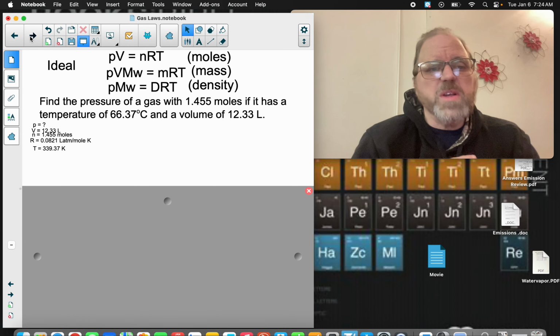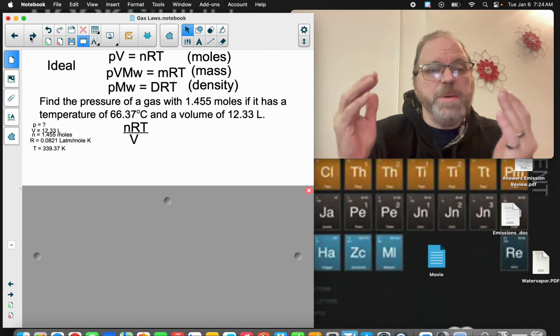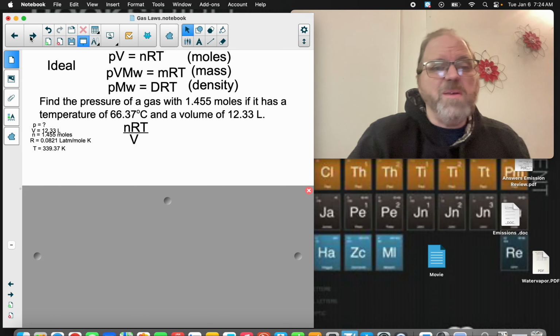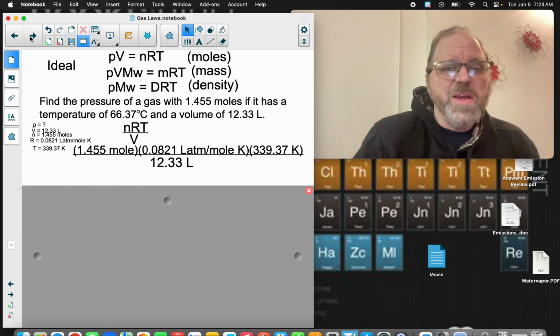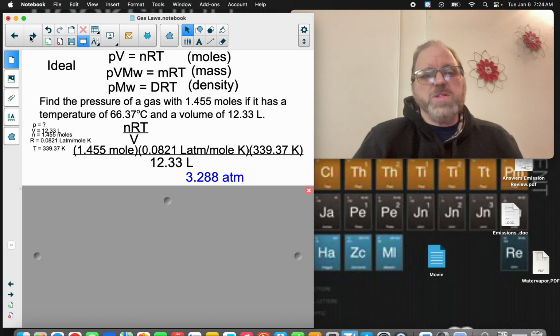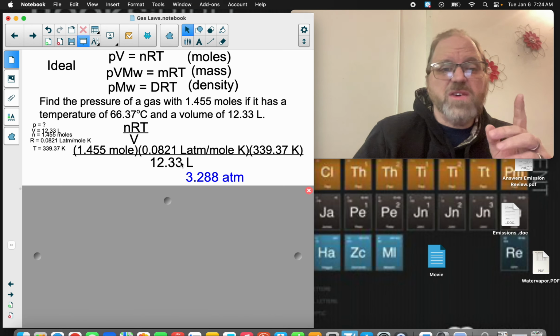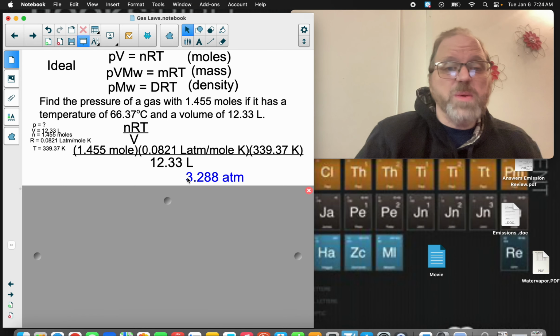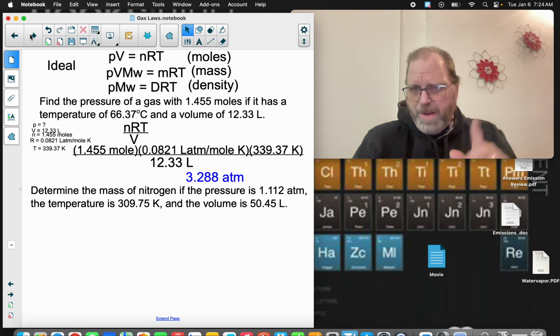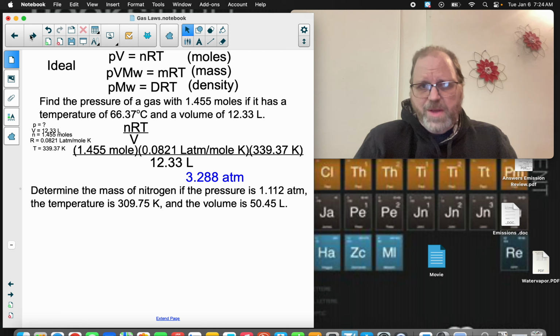So we're going to solve for P equals nRT over V. Volume comes down, put our values in, cross our units out, left with atmospheres. We get 3.288, 4 sig figs, infinite, 5 sig figs, 4, least numbers 4. So we get 3.288 atmospheres. All right, try this one on your own. Pause the video. Try this one on your own. It's pretty straightforward algebra.